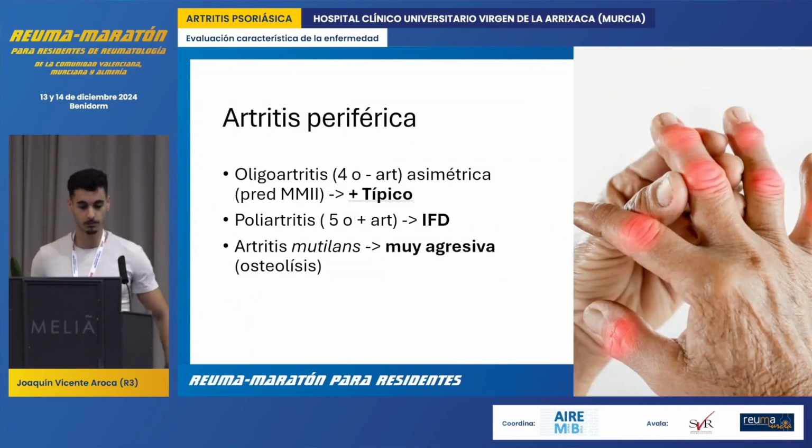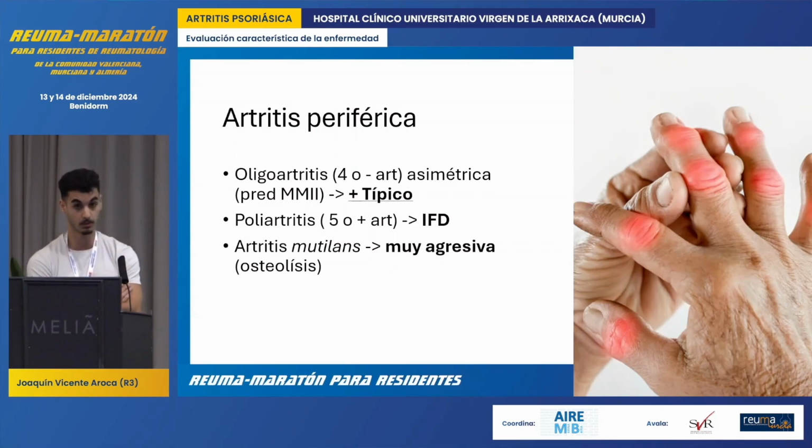Regarding the domain of peripheral arthritis, the most typical pattern is oligoarthritis, meaning involvement of 4 or fewer joints, which typically presents asymmetrically and predominantly affects the lower limbs. As my colleague already mentioned, it often begins as a monoarthritis of the ankle or a monoarthritis of the knee.